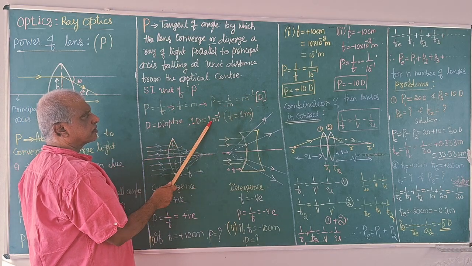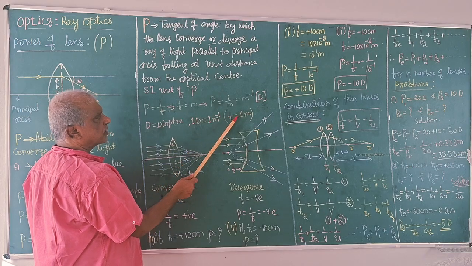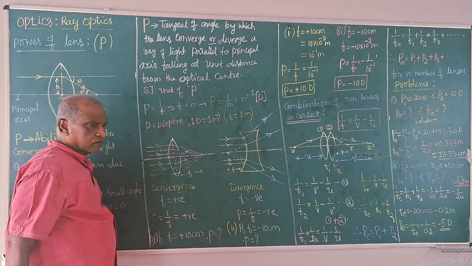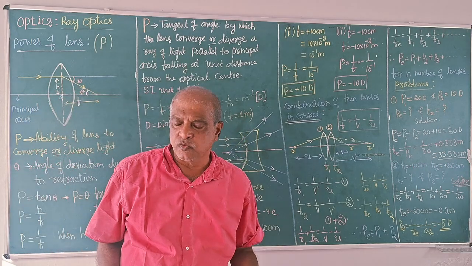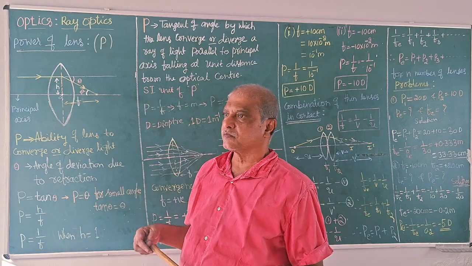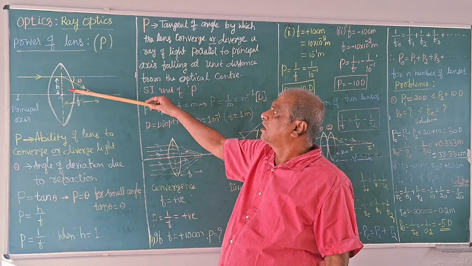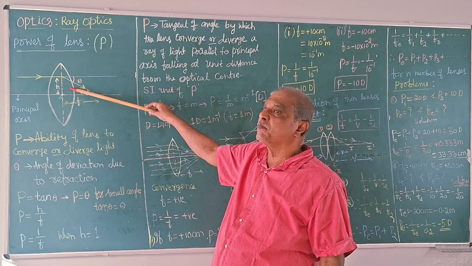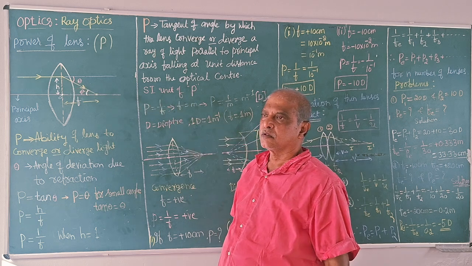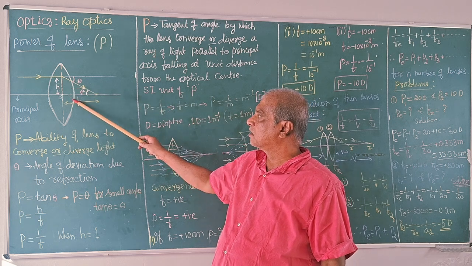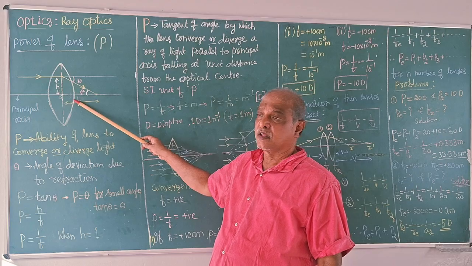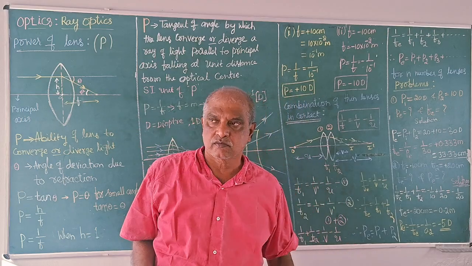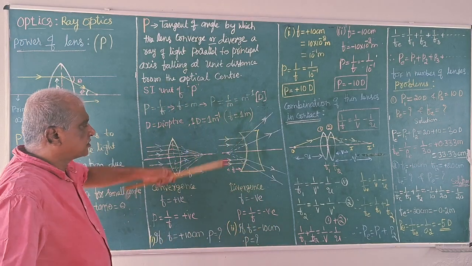What is one diopter? One diopter means 1 by 1 equals 1. It is the power of a lens having the focal length of exactly 1 meter. The lens having the focal length of exactly 1 meter has a power of 1 diopter. Accordingly, you can define this. That is the SI unit.